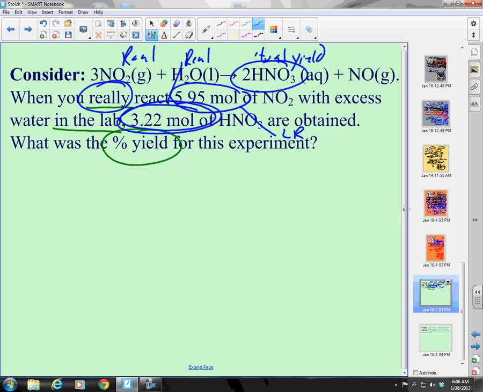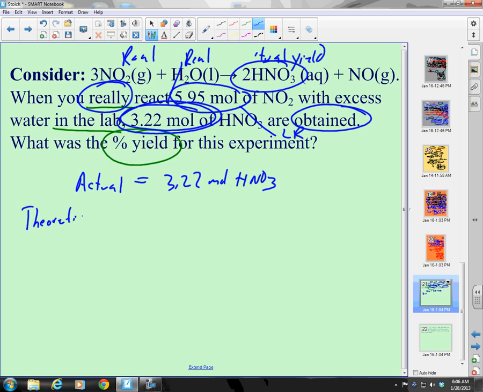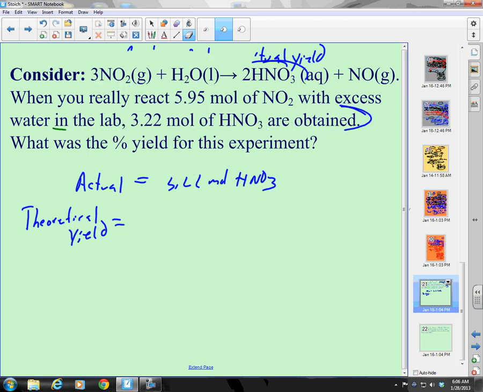Okay. I have an actual yield. What is that? 3.22 are obtained. So I have 3.22 moles of HNO3. Good. What else do I need? I need to get my theoretical yield. What is a theoretical yield? Well, it's calculated from what? From the limiting reagent. Okay, let's clean this up so we can read it a little bit. You've made such a mess.